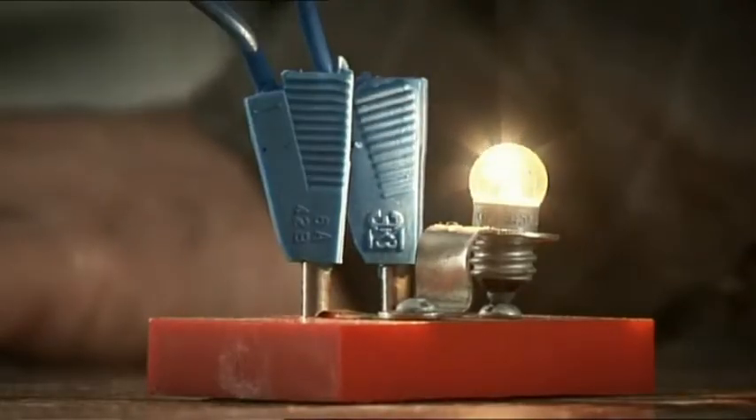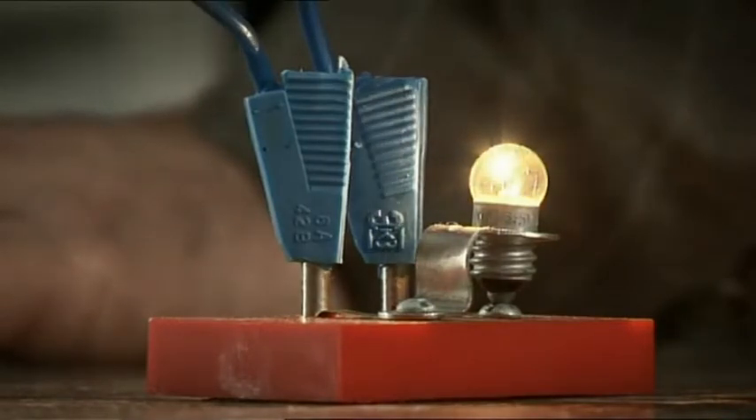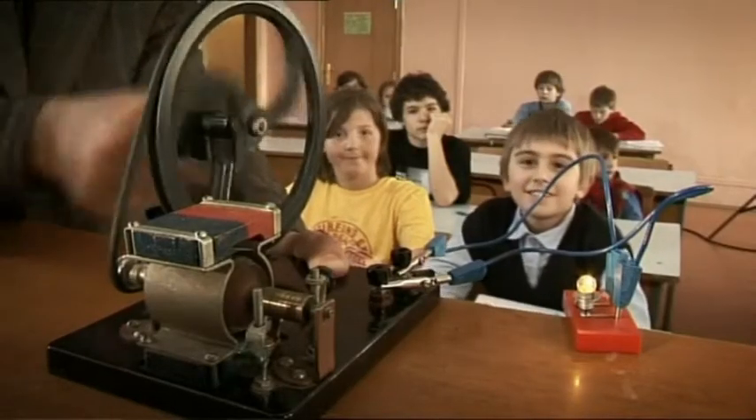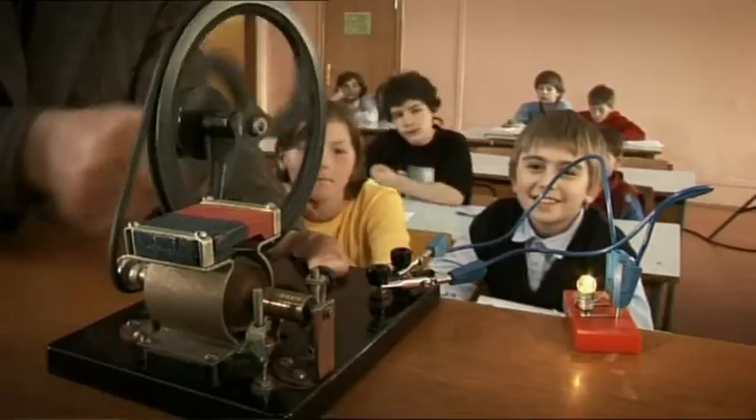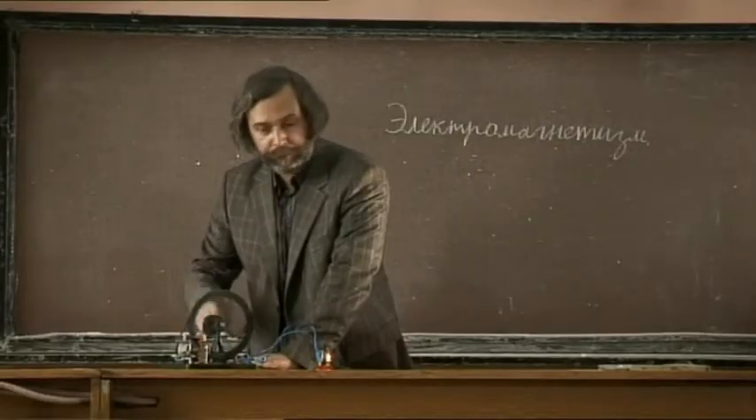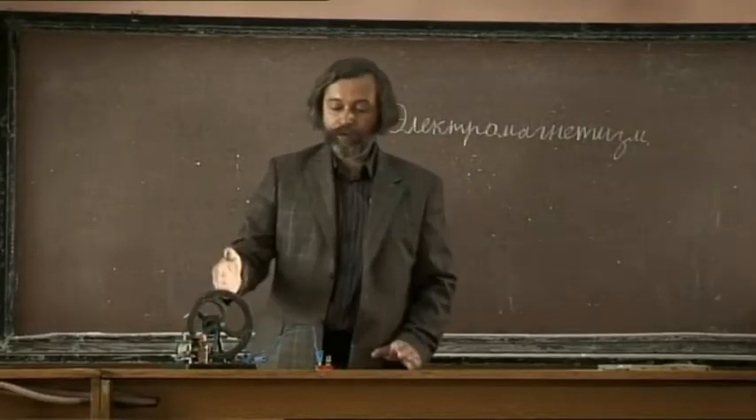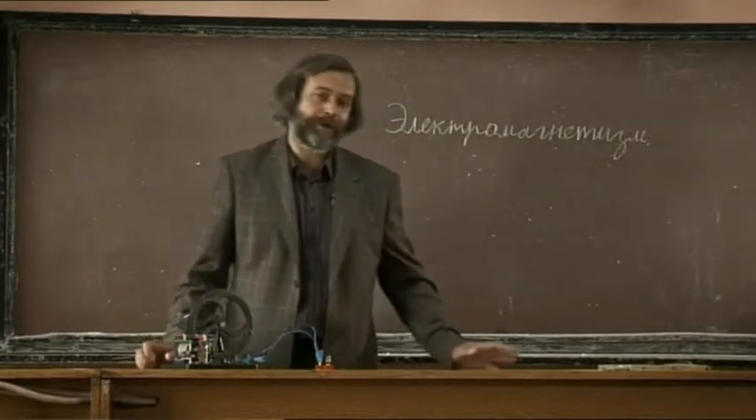Let's see what happens. The light comes on. The electromagnetic induction produces an electromotive force, providing electricity for the lamp. The machines that produce electricity in the big power stations are similar.